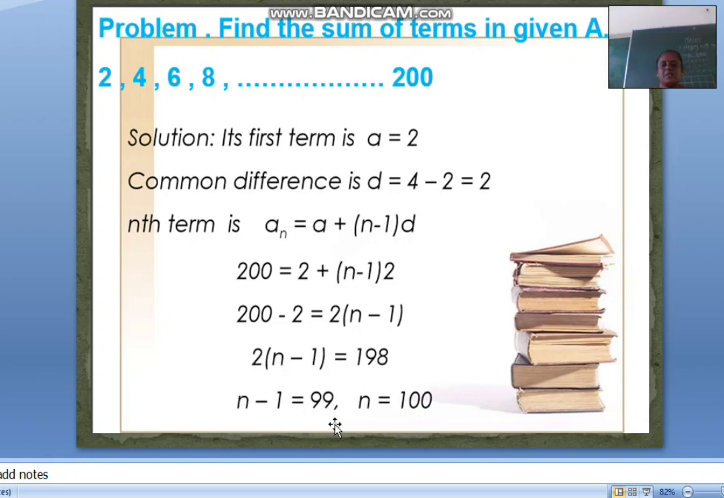n minus 1 is equal to 198 divided by 2. 2 nines are 18, so we'll get 99. So n minus 1 is equal to 99. This one will go to the right-hand side and become plus 1, so n is equal to 100. The number of terms in the AP is 100.